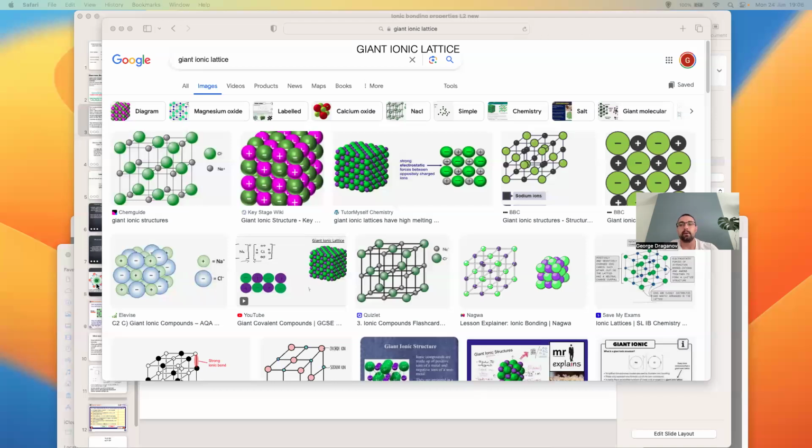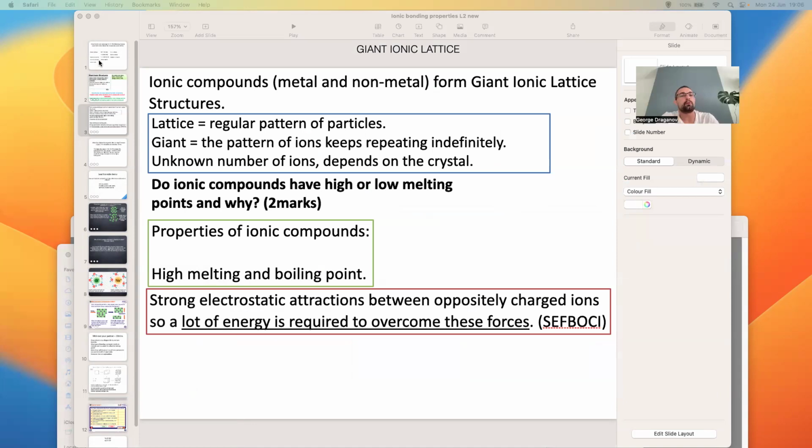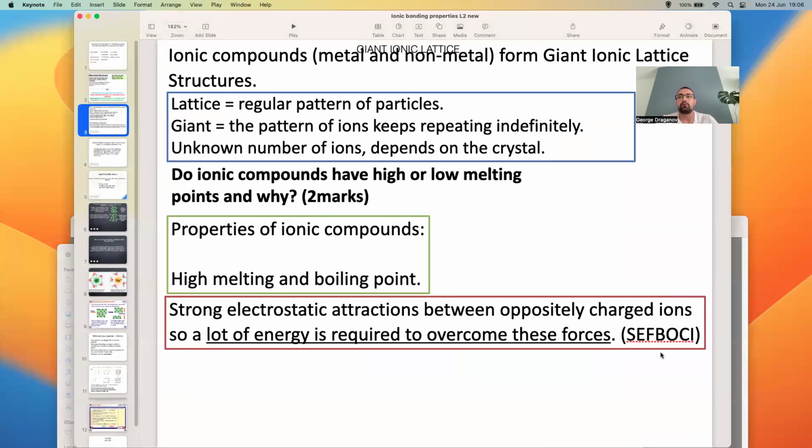Okay, now back to this. The key properties you have to know are the boiling point and the conductivity. So the first kind of famous question is, do ionic compounds have a high or low melting point? The answer is high. The reason is the strong electrostatic forces between oppositely charged ions. Therefore, a lot of energy is needed to break these forces.